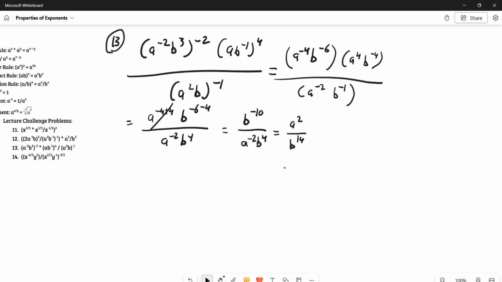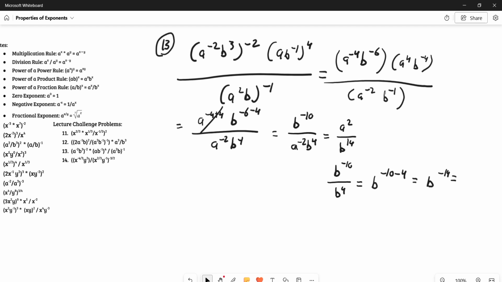And this is because we're doing the division rule, right? I can show it here. So this is just b to the negative 10 minus 4. This is b to the negative 14, and using the negative exponent rule, this is just 1 over b to the power 14. So this is the answer.